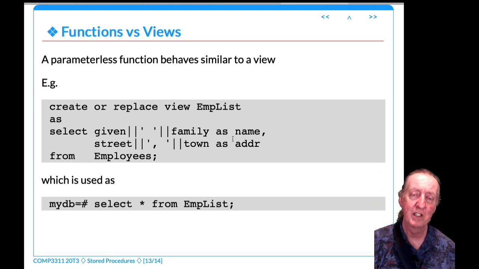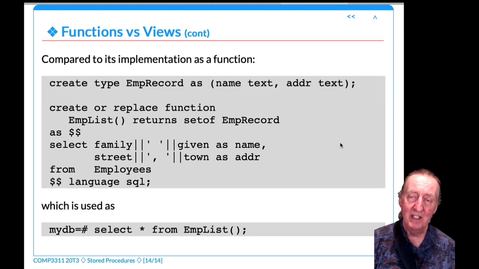Right, so this is how we define it. Hopefully I've made clear that that double pipe symbol is string concatenation. So given is a string, that's a string consisting of a single space, and that's another string, and we concatenate them all together. All right, and we use that simply by invoking the name of the view, treating it to some extent like a table. All right, this is how we do it using an SQL function.